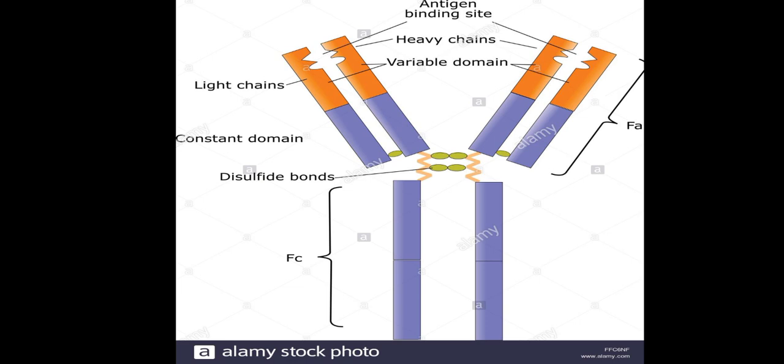Then Fab is the fragment antigen binding site, and Fc is another region, the vertical region of the Y shape, called Fc, fragment crystallizable site, in which between them there is a disulfide bond, which is flexible in nature.